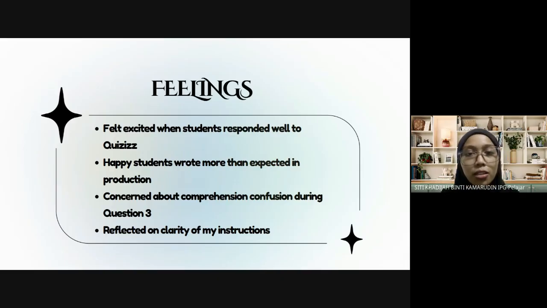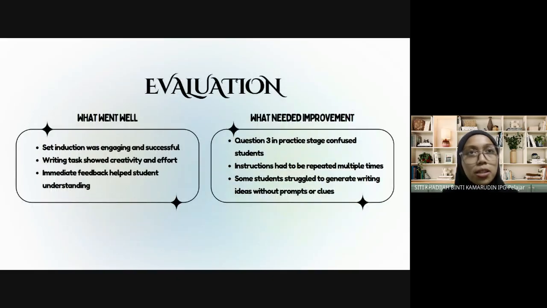So we're done with the description, and now we are in the feelings. So let's move on to evaluation. This is the third stage of Gibbs reflection cycle. This is where I evaluate, where I question myself what went well and what needed improvement.